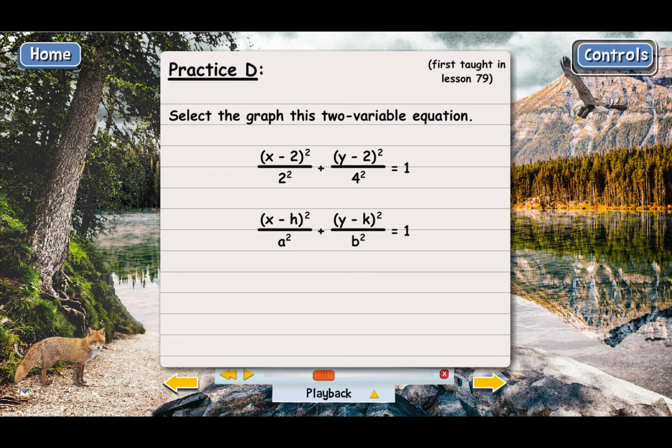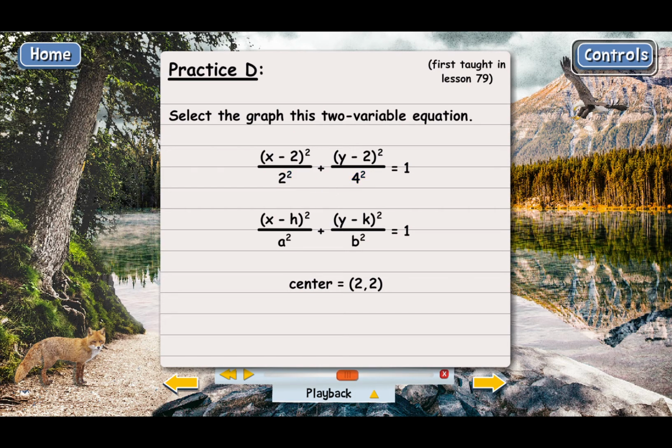And then you remember how this works. The center has coordinates of (h, k). H is the x coordinate of the center, and k is the y coordinate. So the center of this ellipse is the point (2, 2). And then now we're going to use these numbers 2 and 4 here in the bottom of the fractions to find several points on the ellipse, and then we can connect those points and finish the graph.